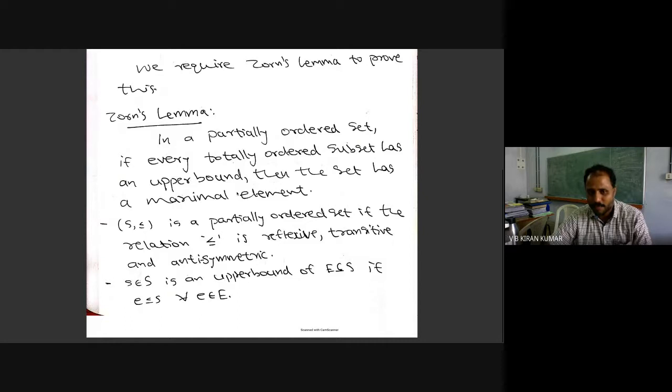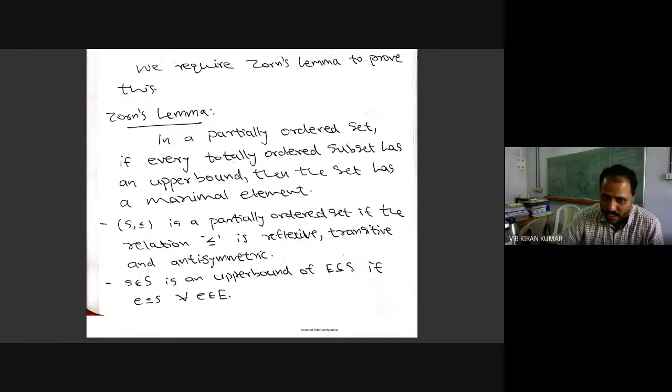So what is Zorn's lemma? You start from a partially ordered set. What do you mean by a partially ordered set? A set equipped with a relation which you denote by this. This relation should be reflexive, transitive, and antisymmetric. That is what we need. For an equivalence relation, you need symmetry, so that is violated here. By antisymmetry, I mean if x is related to y and y is related to x, then x equals y. Symmetry means x related to y should imply y related to x, right?